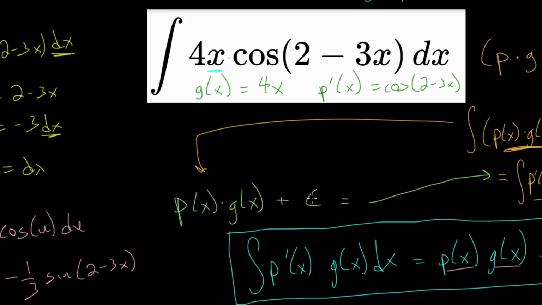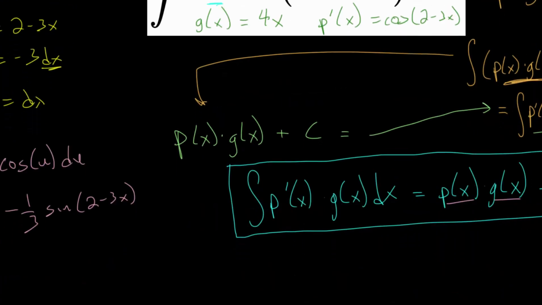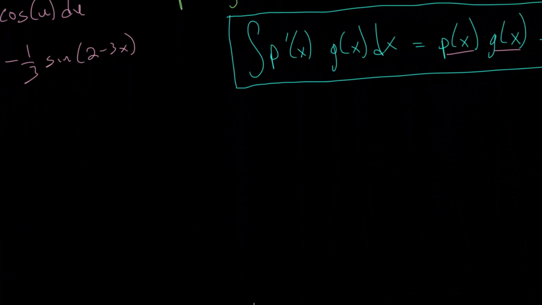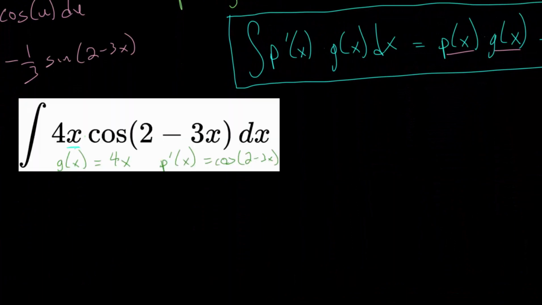So let's rewrite everything. I will copy this first and rewrite it down below. So let's scroll down here, and we can better apply this formula. We have that this integral is equal to g of x multiplied by p of x. We figured out that this right here is p of x, and we know g of x is just 4x.